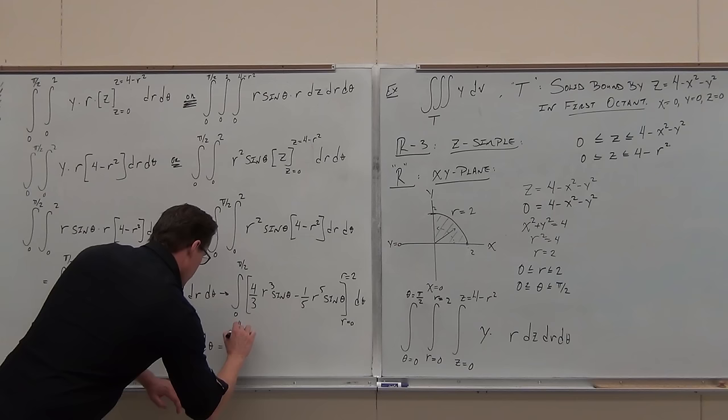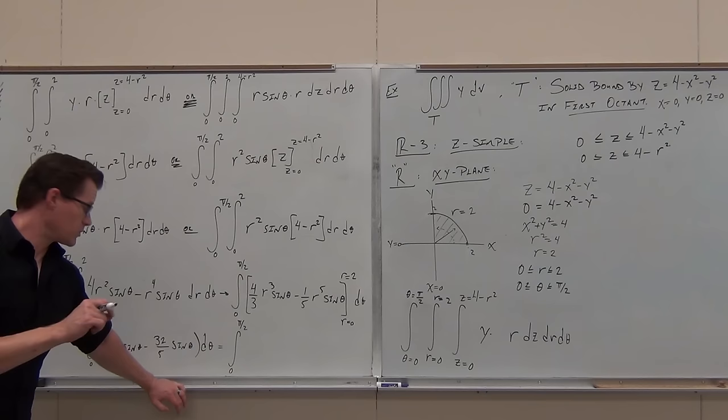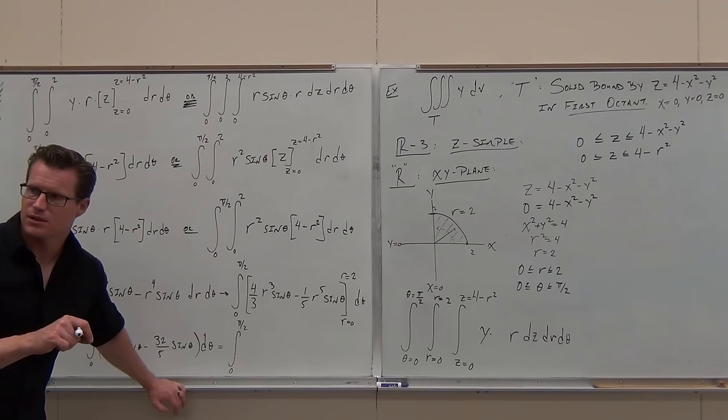I want to make sure I'm right, though. Can you please do 32 over 3 minus 32 over 5? Make sure it's 64 over 15? Yeah. Okay.